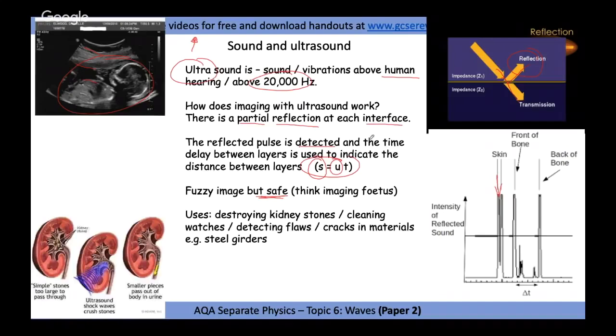So a couple of uses of our ultrasounds here. Well, it's used for destroying kidney stones, literally because it just vibrates the kidney stones to pieces. Cleaning watches, so antique watches maybe. Detecting flaws in materials, cracks in building materials, so steel girders used for large buildings, things like that.